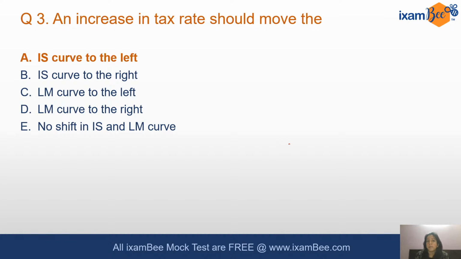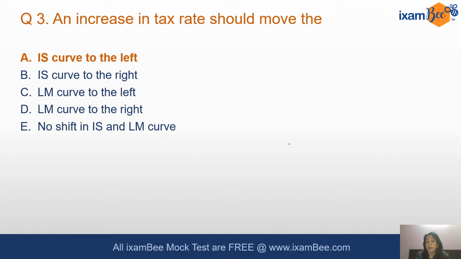Just remember it: when we talk about fiscal policies, it leads to a change in the IS curve, and when we talk about monetary policies, they lead to a shift or change in the LM curve. A change in the tax rate will lead to a change in the IS curve. So we definitely rule out options C and D. Now we have to see whether it will be A or B.